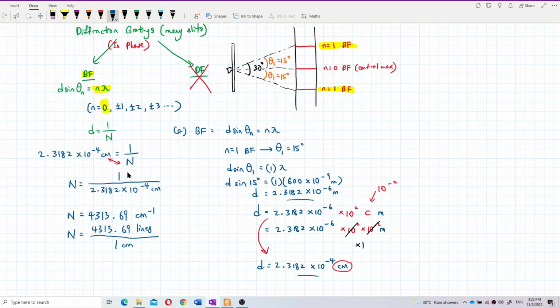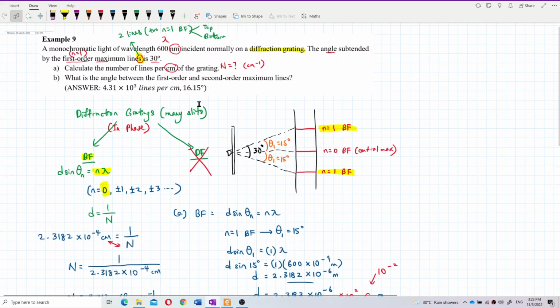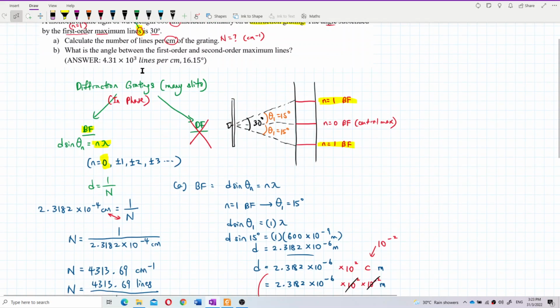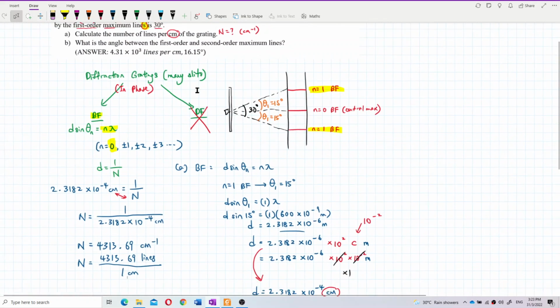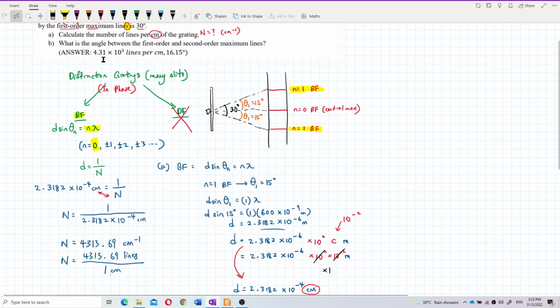Okay, so is the answer correct? Let me check. Yeah, that's correct. 4.31 exponent 3, or 4,313.69 lines per centimeter. That's correct. Okay, that's the answer.